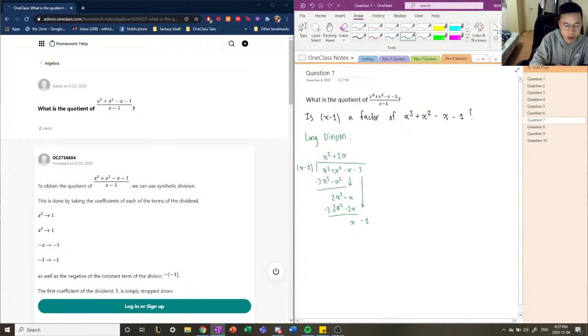All right, so how do we get rid of this x minus 1? We're just going to multiply our factor, our divisor, by 1. And this is what we get, x minus 1. And if we subtract, lo and behold, we get a remainder of 0. So now we know the quotient is going to be x squared plus 2x plus 1.